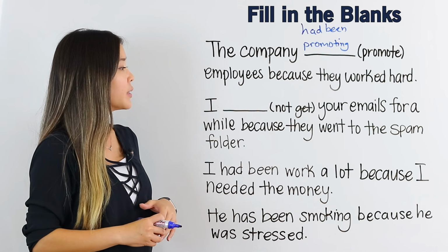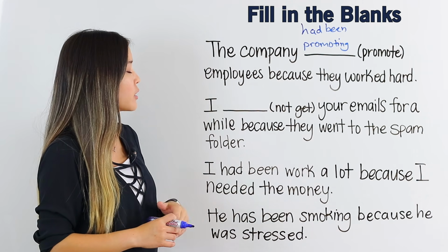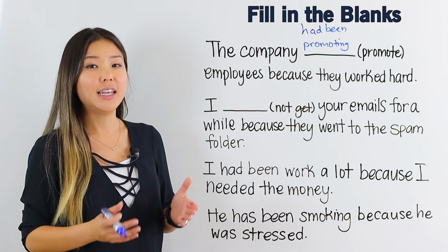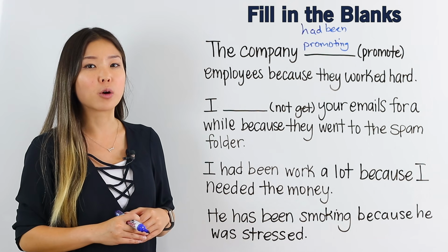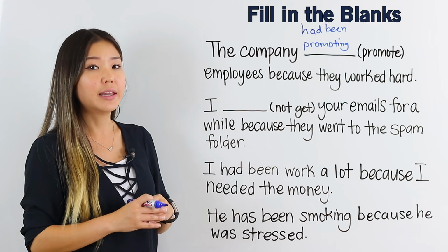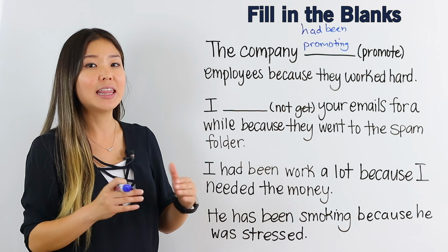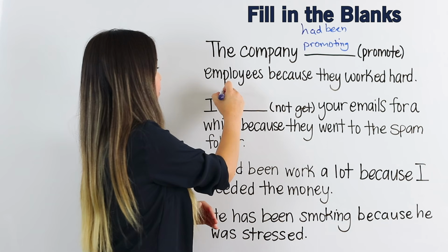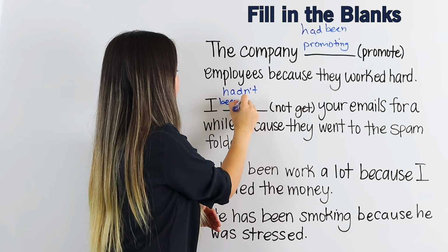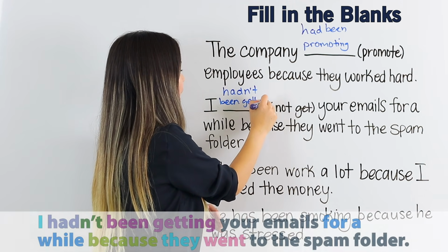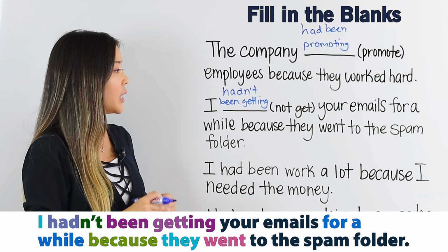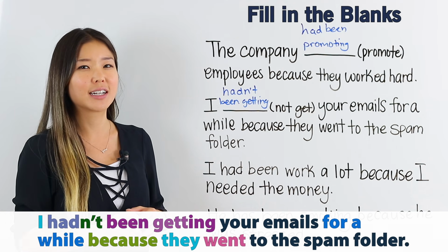The next example says, "I blank your emails for a while because they went to the spam folder." Here, try to use the negative form with the verb get. Remember, in the negative form, we say had not been getting, or the contraction hadn't been getting. I hadn't been getting your emails for a while because they went to the spam folder.